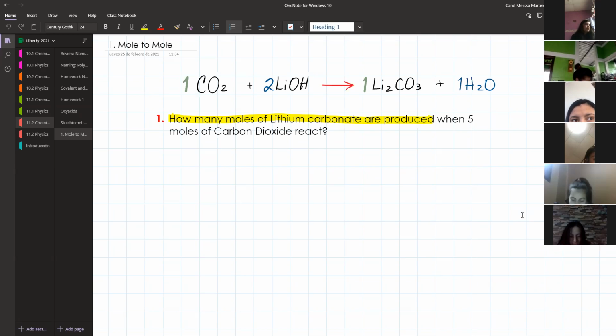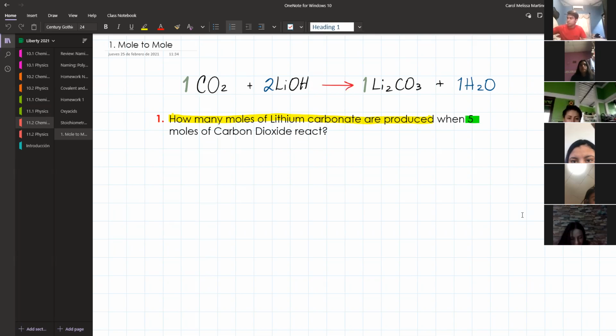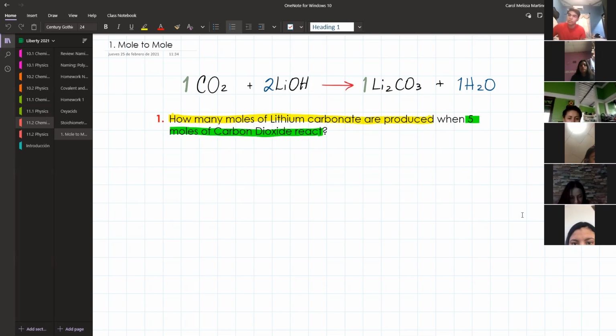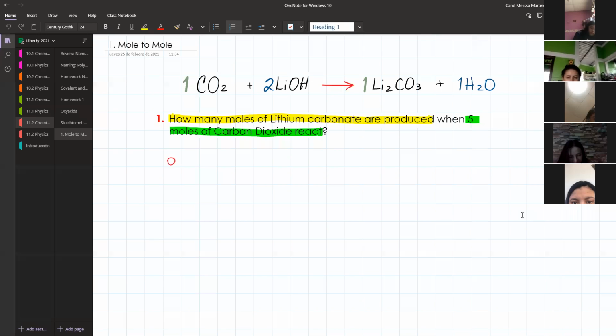Now, how? How can I find it? Well, now they're giving me extra information to do it. How? Well, you're gonna get it when 5 moles of carbon dioxide react. Okay, so from the question you can get the two data, the two givens. Okay, so in the first step, what you have to do is getting the data.